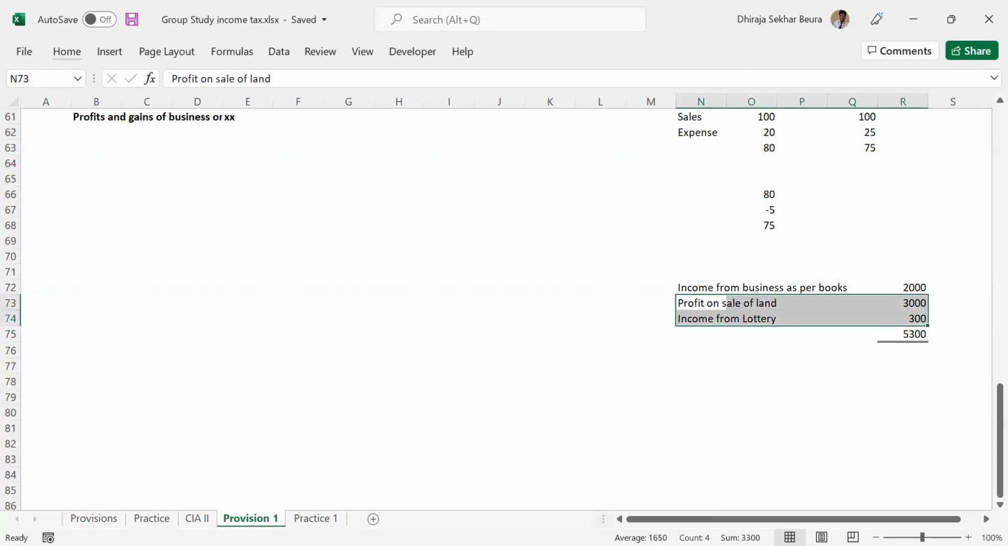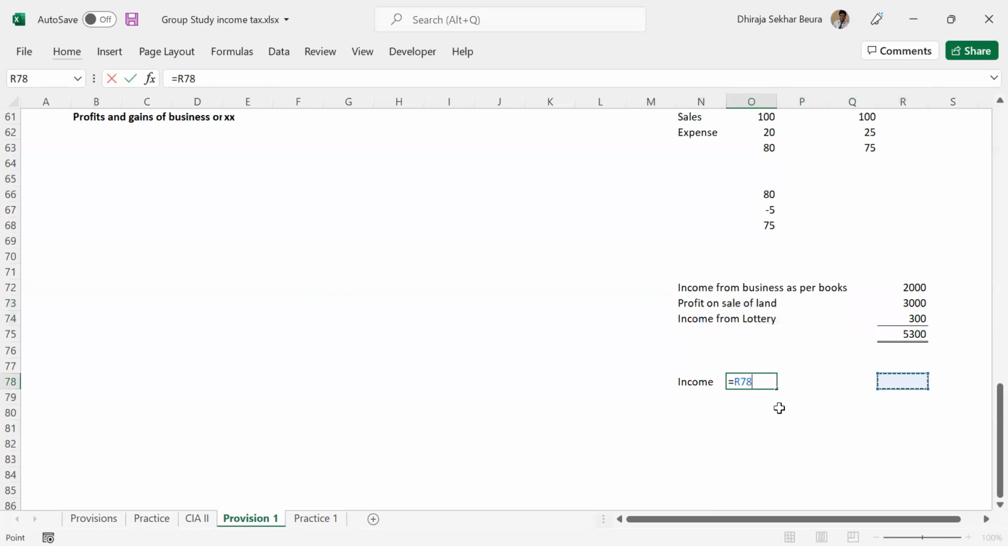Are these to be charged in this head, profits and gains on business and profession, or any other head? Sale of land seems like a capital gain. Yes, that is capital gain. That is absolutely correct. And income from lottery? Other sources. So now that is the case, when we start our calculation with income of 5,300, what should we do now? We should deduct, right? These two. Yes. One is 3,000, one is 300. Makes sense? Any questions on that?